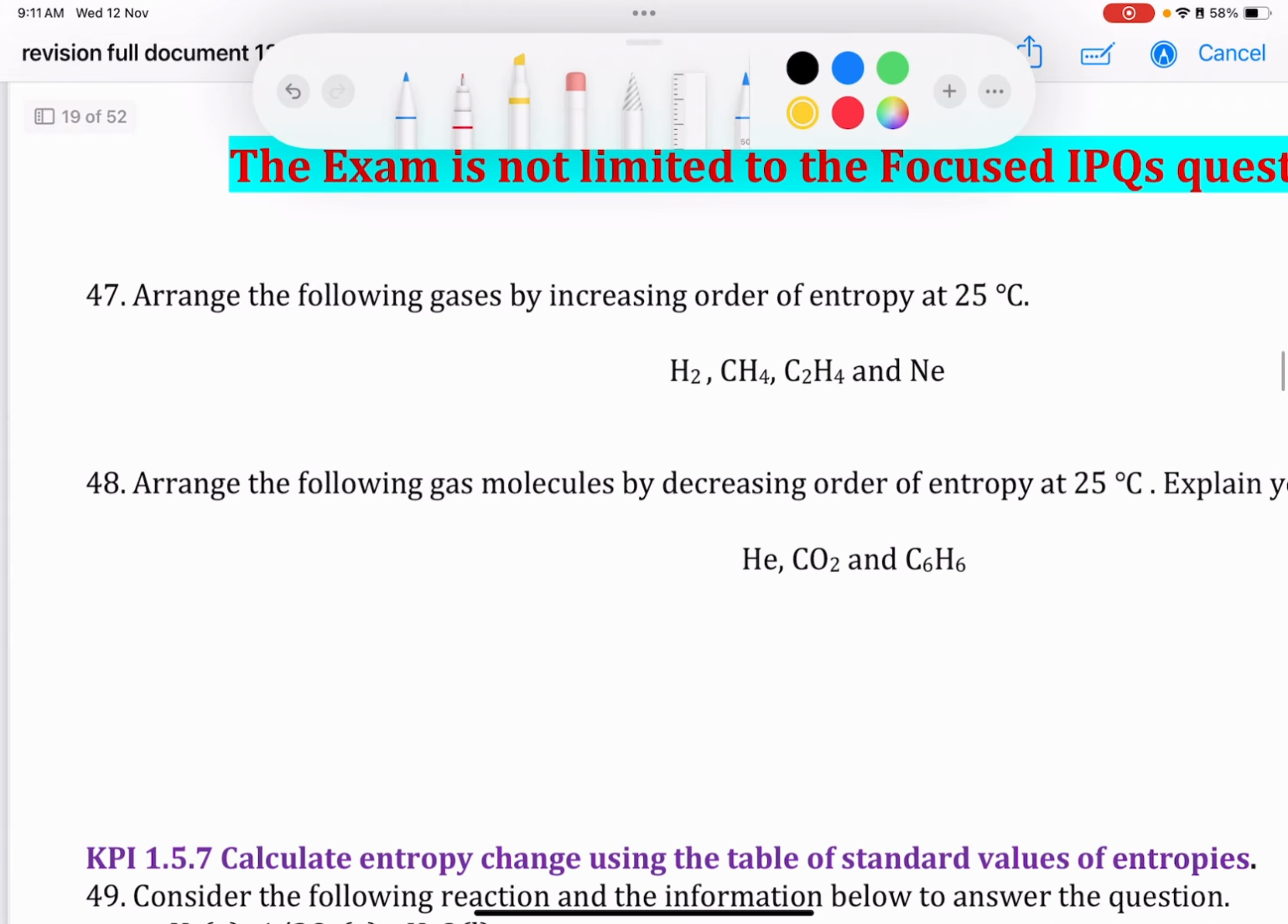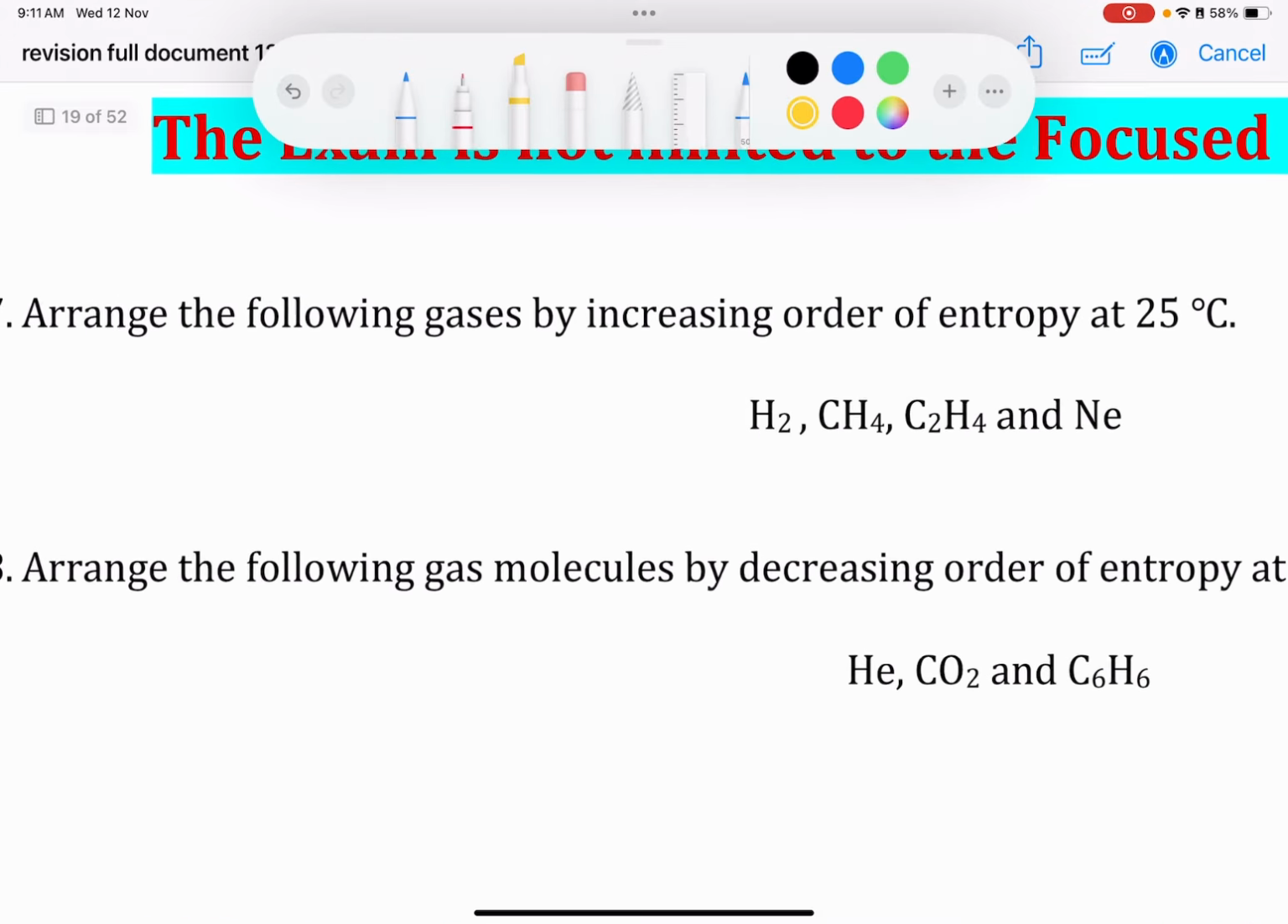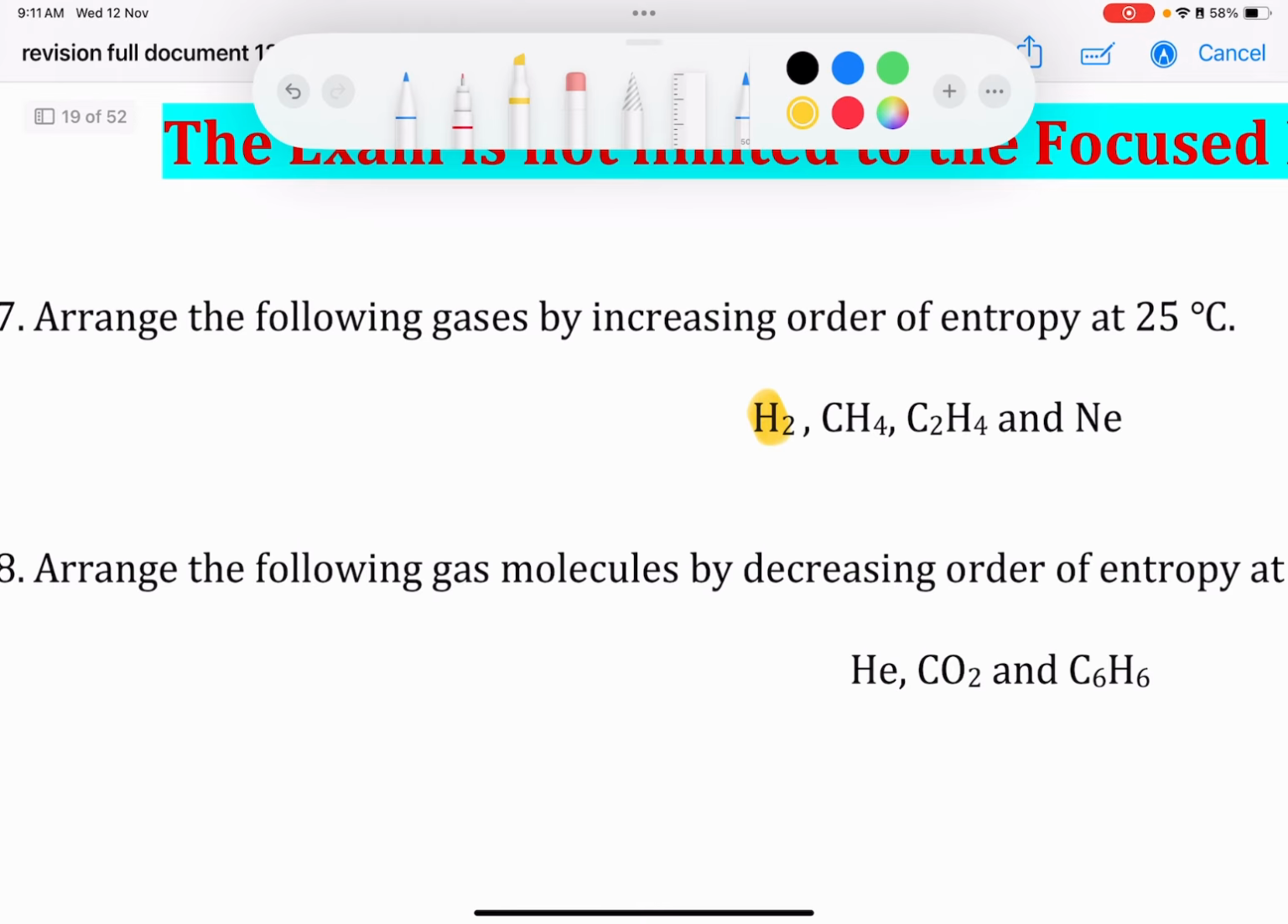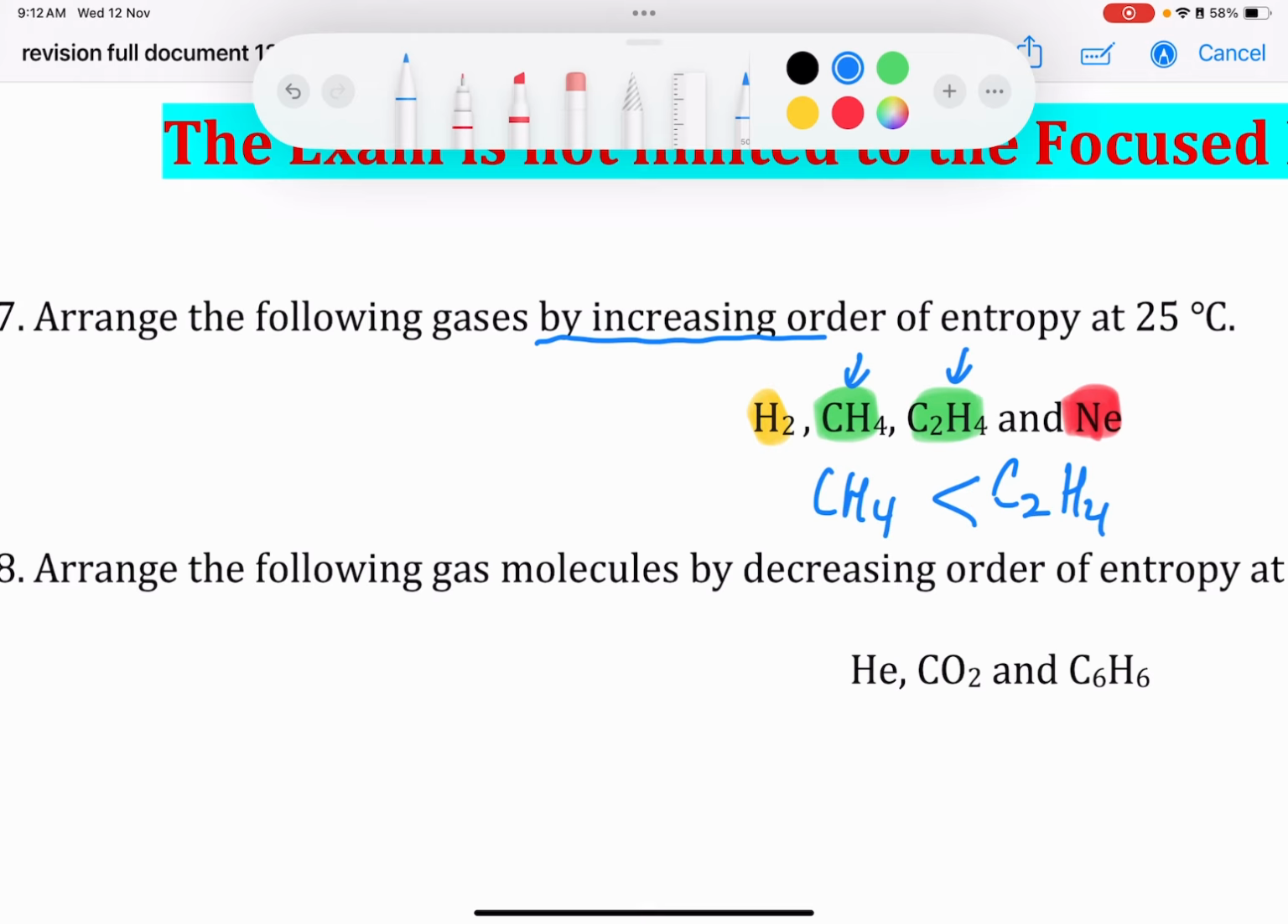Here I have a mix of molecules, simple, complex, and just an atom. Now, let's start here. We need to order it in the increasing entropy. I know for a fact that this is the most complex one, having 6 atoms, 2 carbons and 4 hydrogens, and this one having 5 atoms, 1 carbon, 4 hydrogens. So C2H4 and CH4.